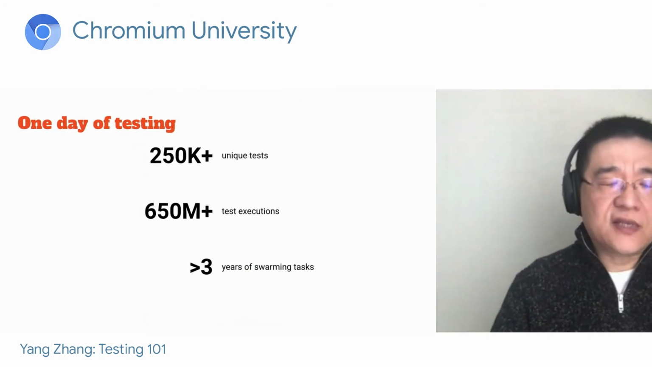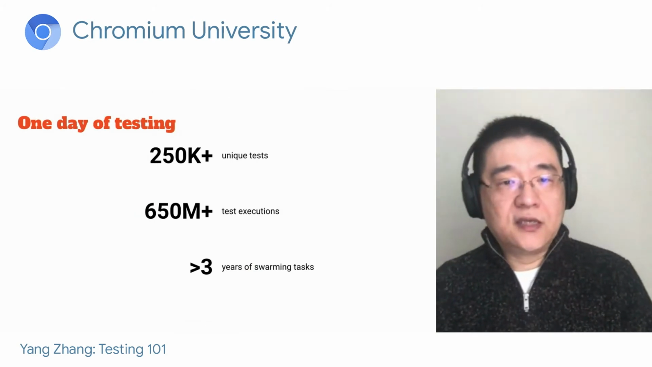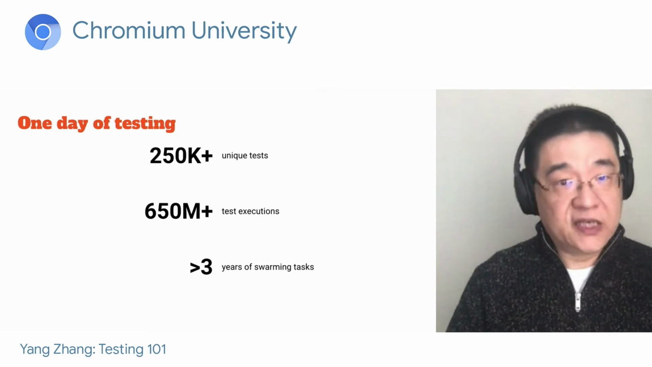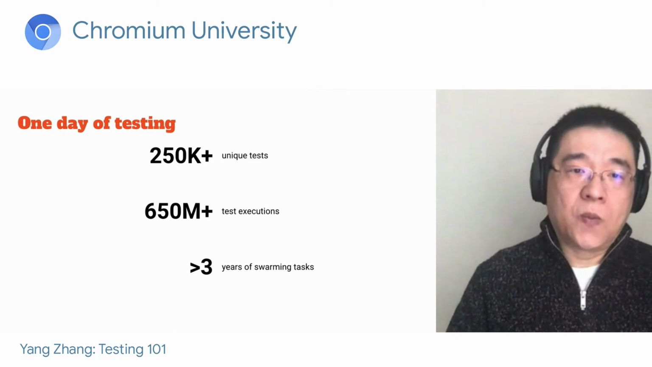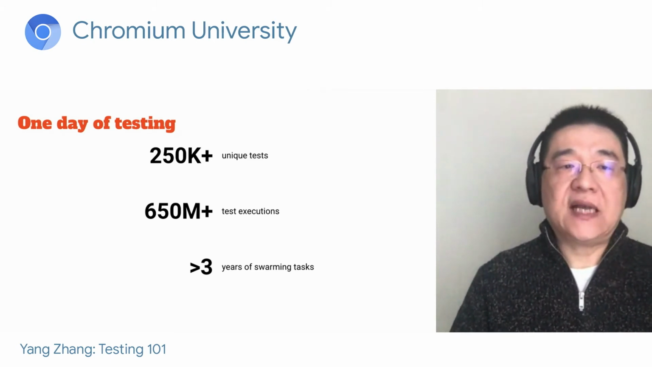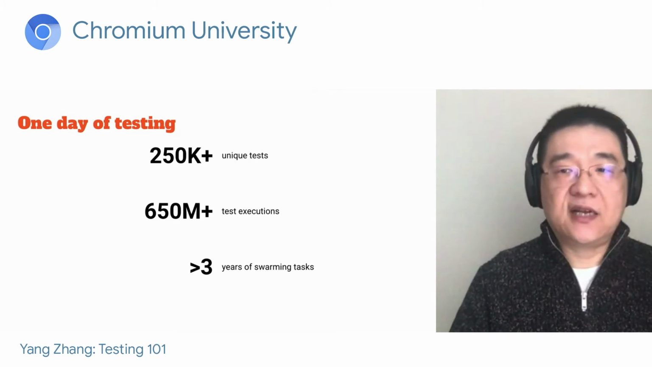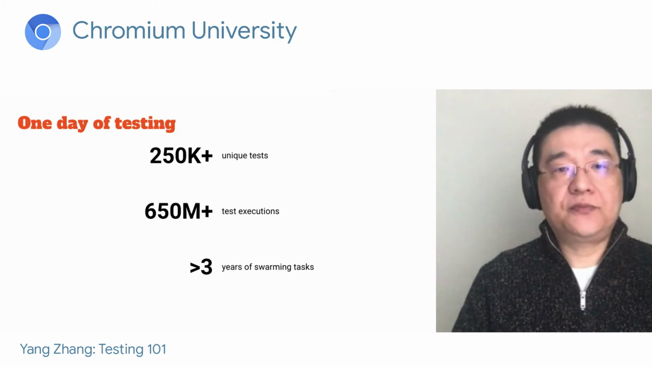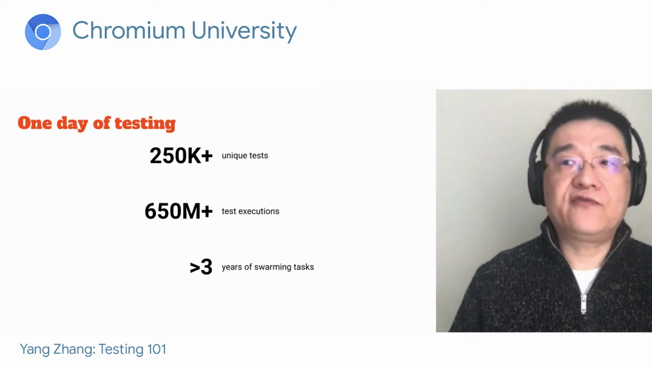This is one day of testing, one day of the summer. I believe this number has significantly increased these days. You can see it's 250K plus unique tests running per day and 650 million plus test executions. This translates to greater than 3 years of swarming tasks.